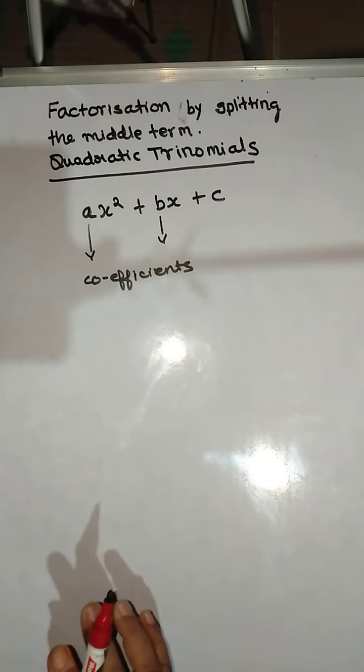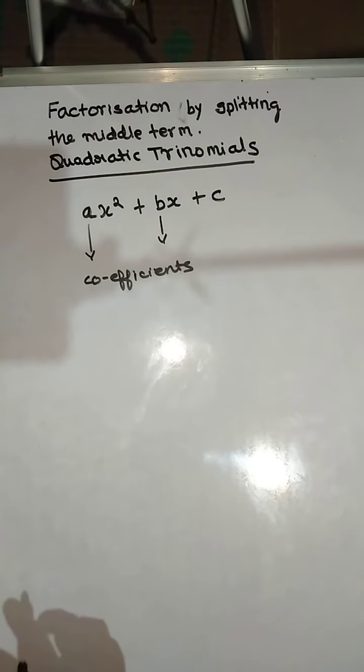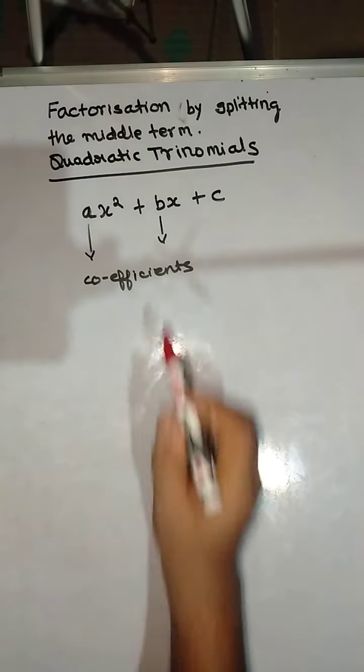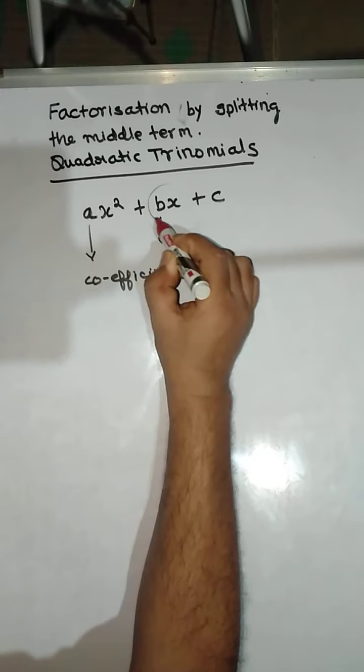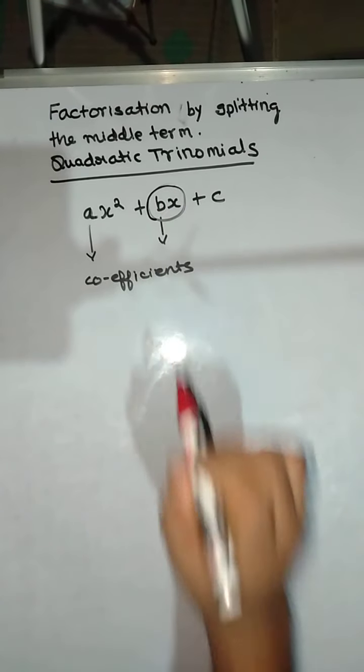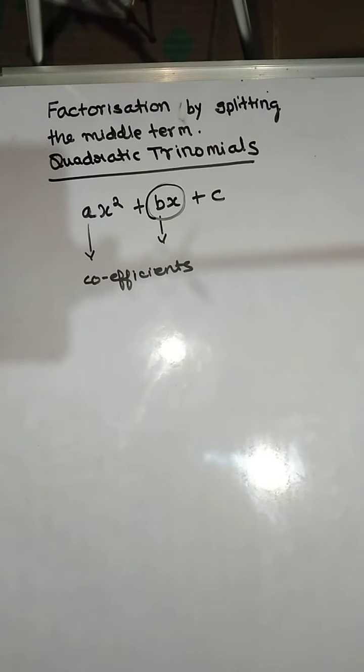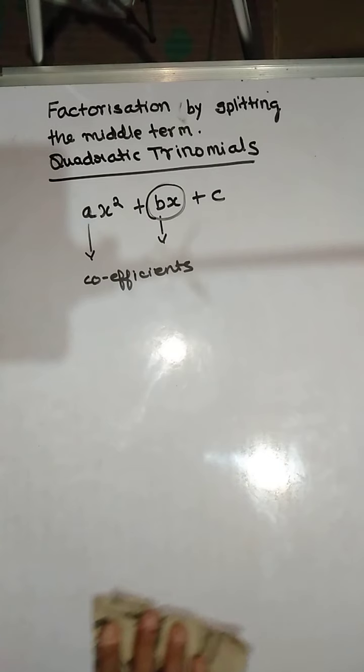Now when you are factorizing this, it is very important for you to split the middle term. So that is why they always say that when you factorize a quadratic trinomial, you need to split the middle term. And when you split the middle term, you have to follow certain rules, which I will simplify for you.